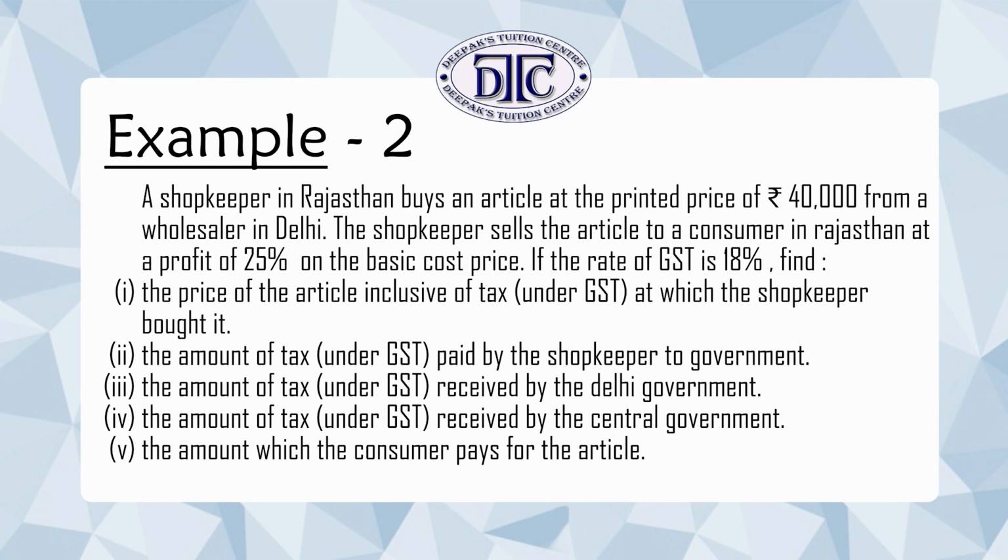Part 2, the amount of tax under GST paid by the shopkeeper to government. Part 3, the amount of tax under GST received by the Delhi government. Part 4, the amount of tax under GST received by the central government. Part 5, the amount which the consumer pays for the article.